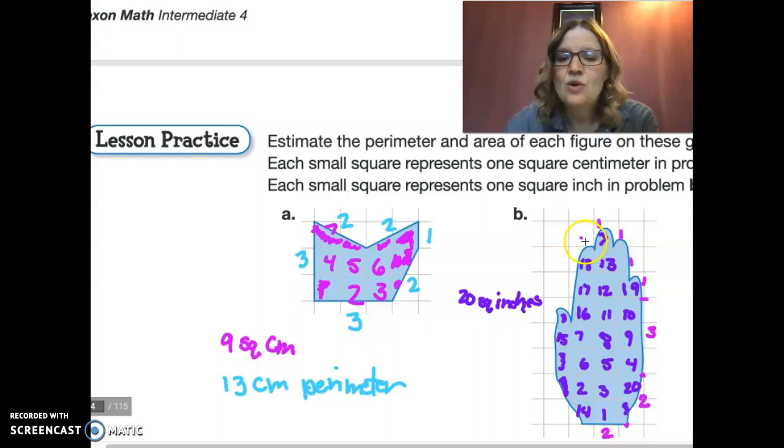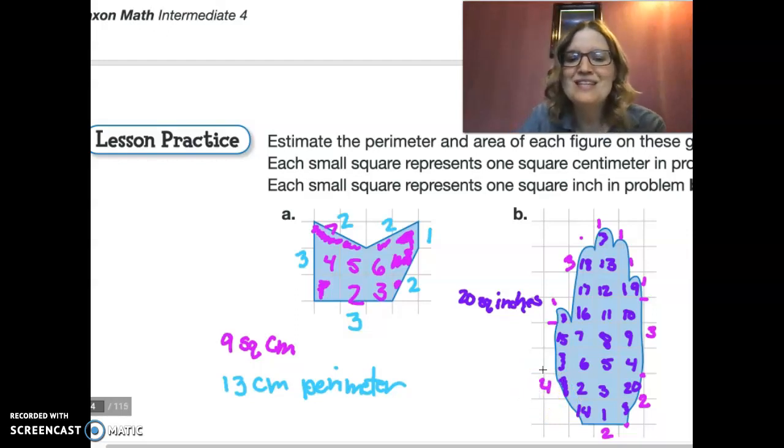And now let's count. 1, 2, 3. This is probably 3. And then 1. And then 1, 2, 3, 4. Maybe 5. I don't know, guys. It's hard. Let's try it again. 1, 2, 3, 4. I'm thinking 4. So let's add these up and see if it's even reasonable.